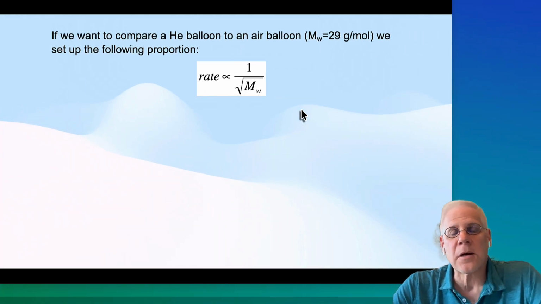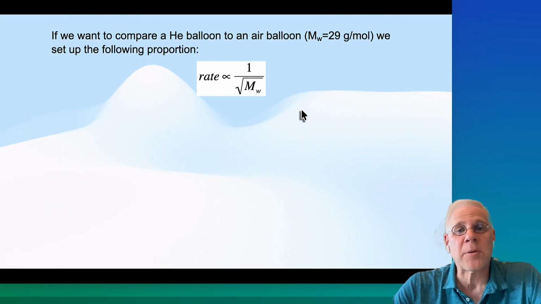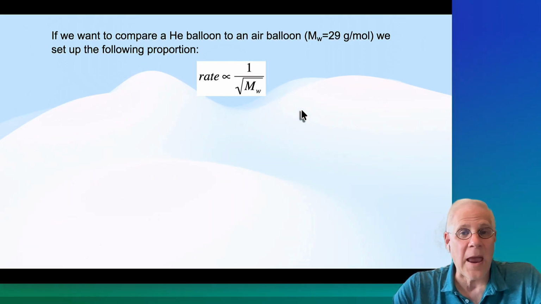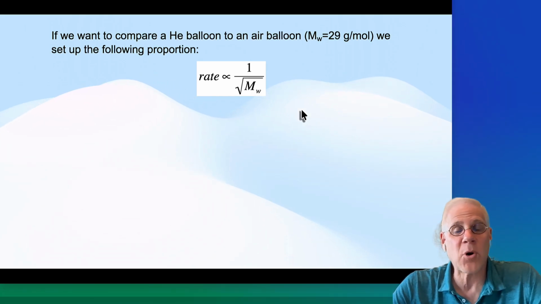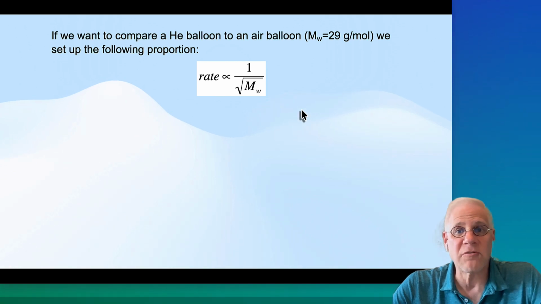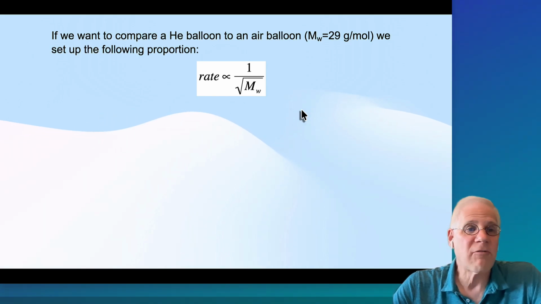So let's compare a balloon that's filled with helium to a balloon that's filled with air. Now, we might ask ourselves, how does air have a molar mass? Well, it has an average molar mass. It's mostly nitrogen and oxygen. And when you factor in the different mole fractions and their different molar masses, you can get an average molar mass of about 29 grams per mole for air.